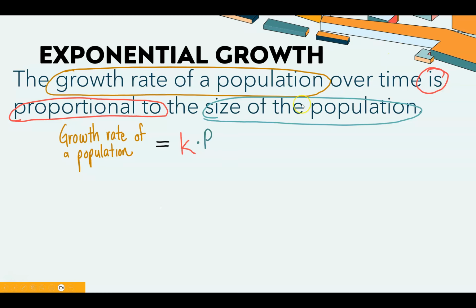And once we have size of the population as capital P, then we realize growth rate of the population, that's the rate of change of this P over time. So we're going to change that to dP dt. So the growth rate of the population over time is proportional to the size of the population. So that's our differential equation that we're going to be using a ton.